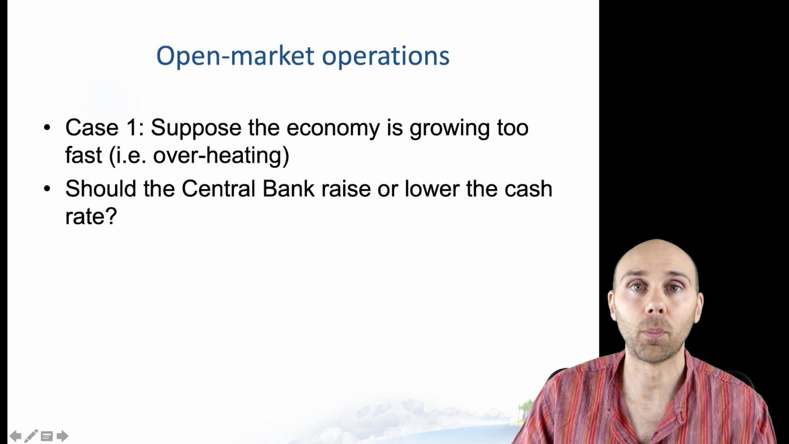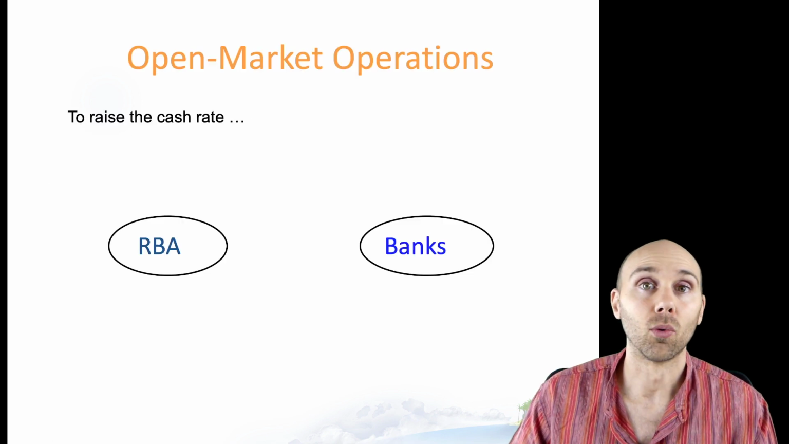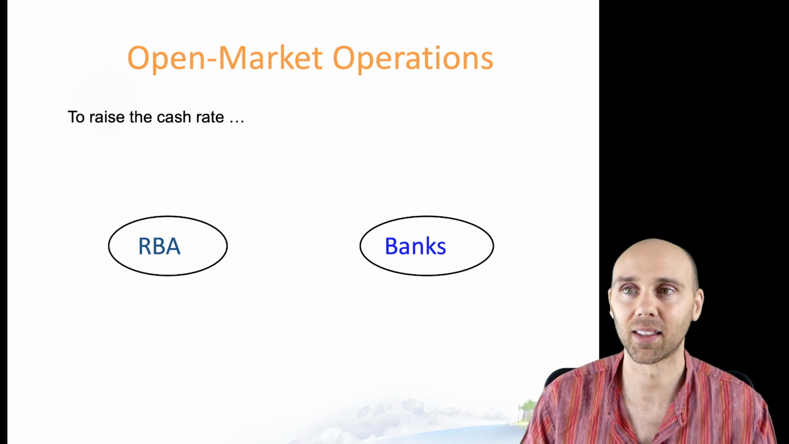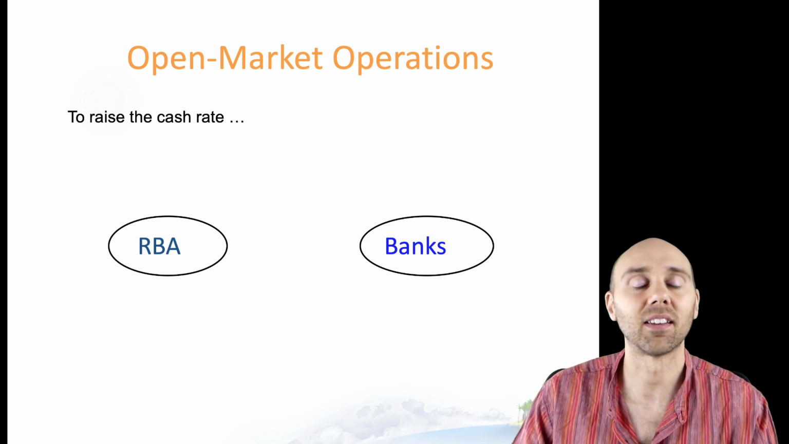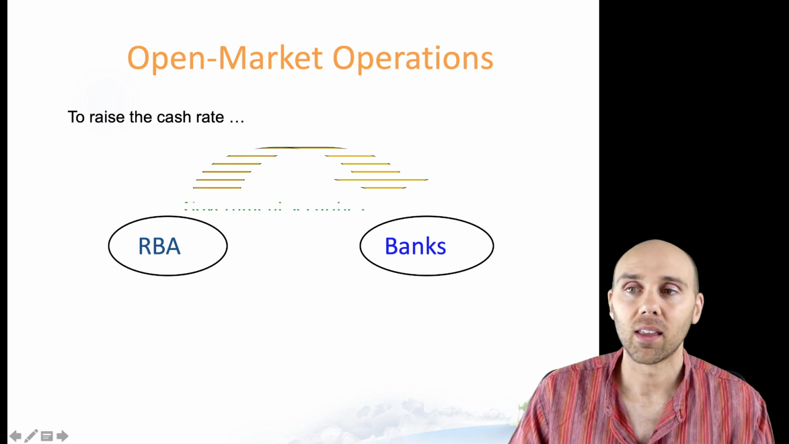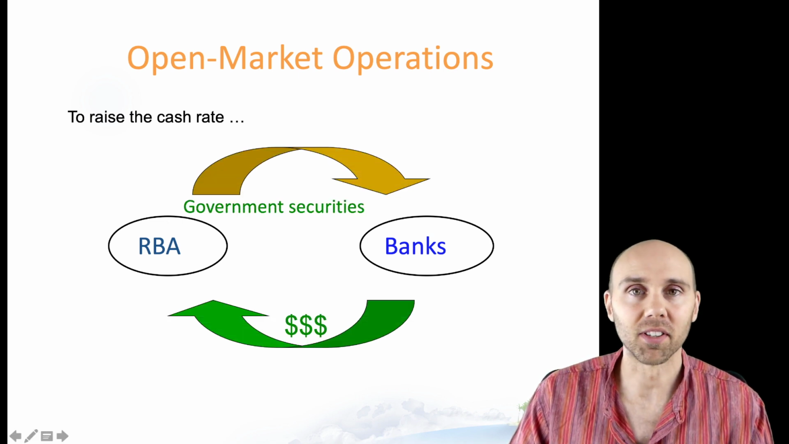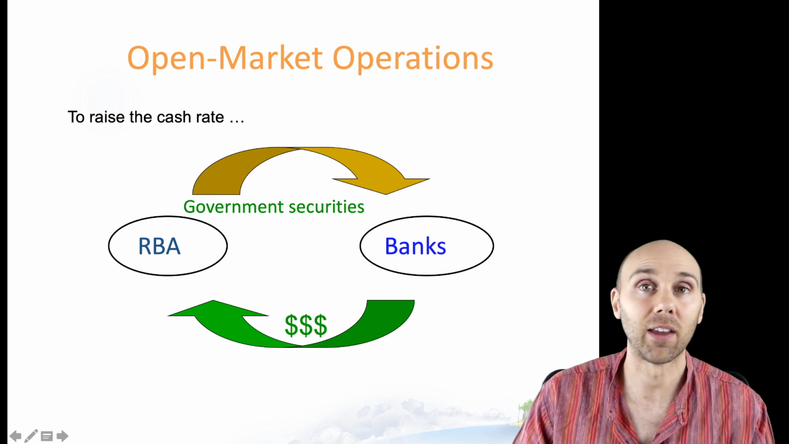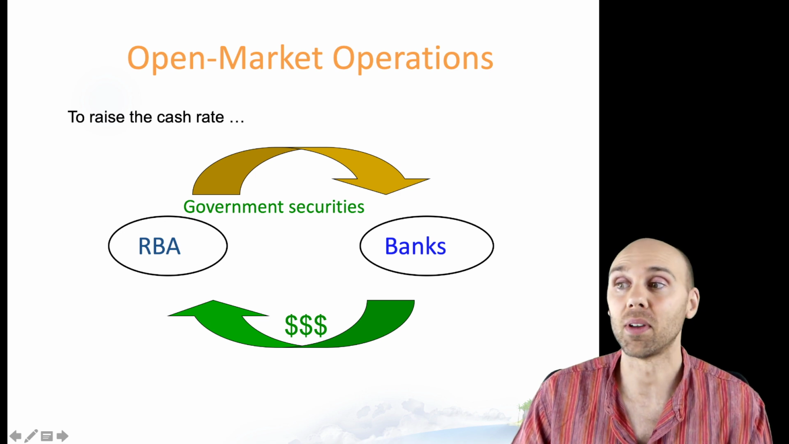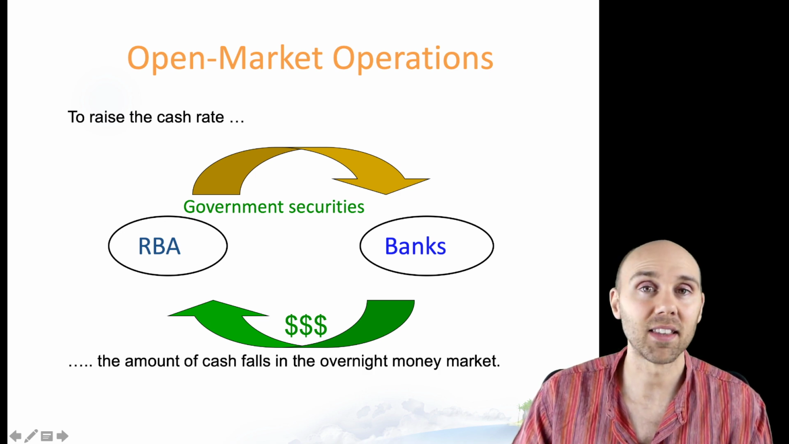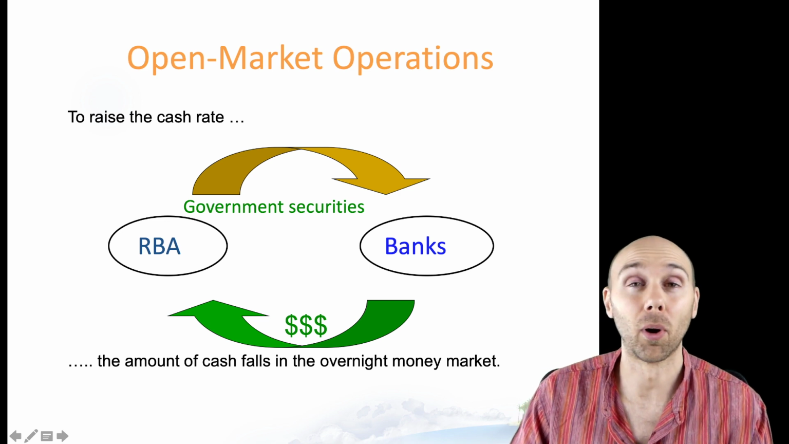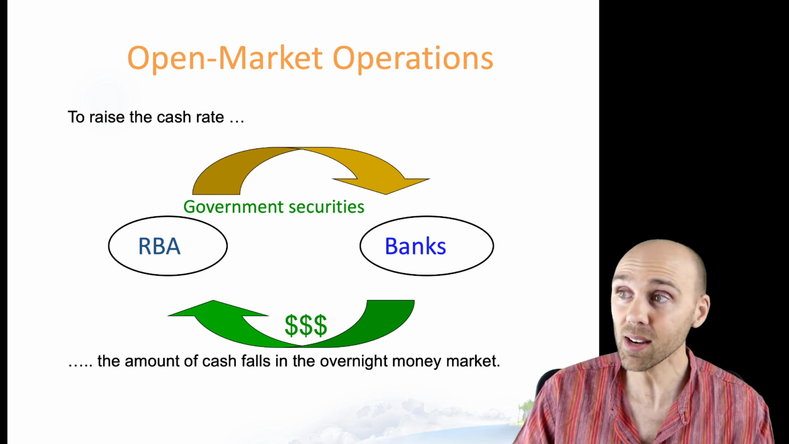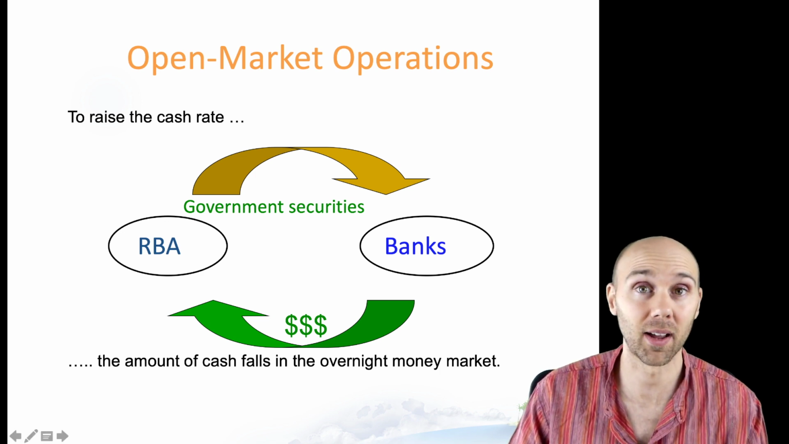And it can do this by raising the cash rate. So how does it do this? How does it increase the interest rate? Well, it can sell government securities to banks. When it sells government securities to banks, as we've seen before, the banks pay for those with money. That's going to increase the chances that the banks are going to have to borrow money in the overnight money market because they've got less cash reserves. And that means that the interest rate is going to rise.